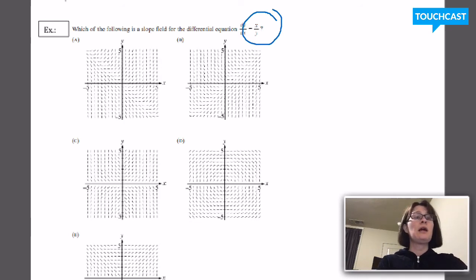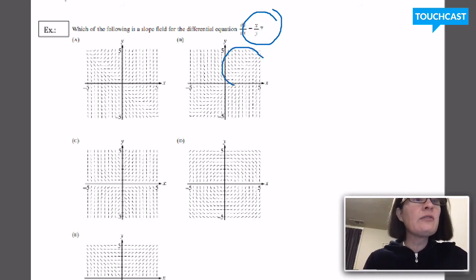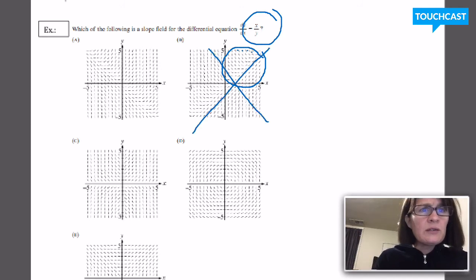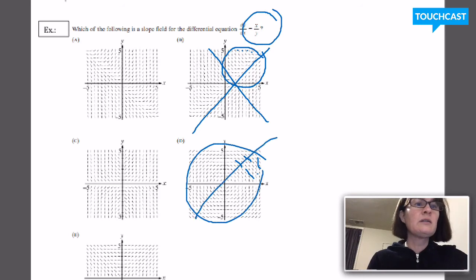Whenever x and y are both positive, my slope pieces should be positive. So x and y are both positive in quadrant 1. So I'm looking at this graph, and in quadrant 1, I see some of these guys go downhill. Is that answer B? So I'm going to rule out answer B. Similarly, answer D has negative slope segments in quadrant 1? It's not D. Anybody else have negative slope segments in quadrant 1?